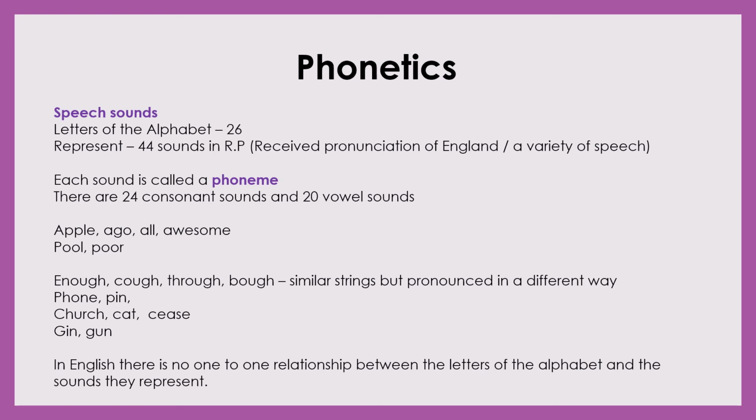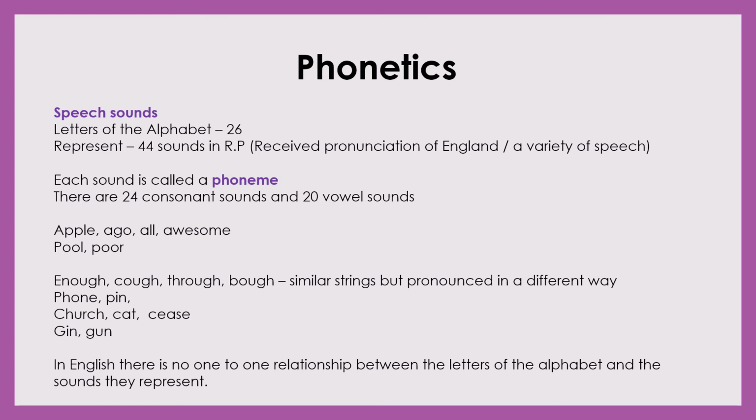Now, as far as we know, we have 26 letters of the alphabet, but these 26 letters do not represent only 26 sounds. They represent 44 sounds according to the received pronunciation of England. Received pronunciation of England is a variety of speech spoken by the high class people in England. So these 44 sounds are called phonemes. Each sound is a phoneme, and there are 24 consonant sounds and 20 vowel sounds.